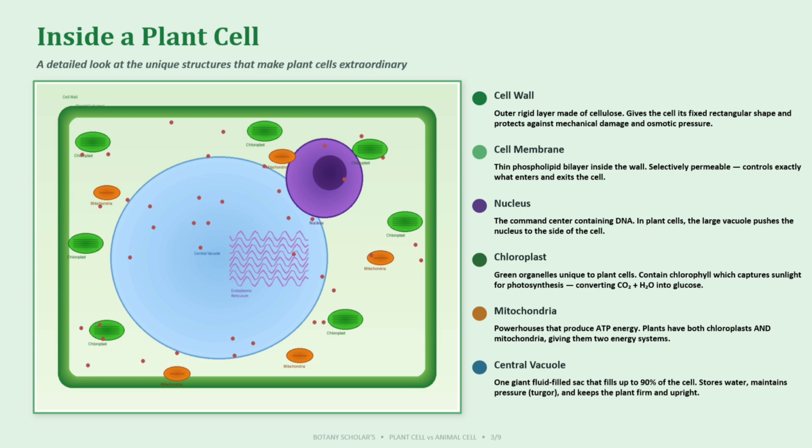And then there's the chloroplast, the green organelle unique to plants. This is where the magic happens. Sunlight, carbon dioxide, and water get converted into glucose through photosynthesis. Add in mitochondria for extra energy, and plant cells basically run on two power systems at once.